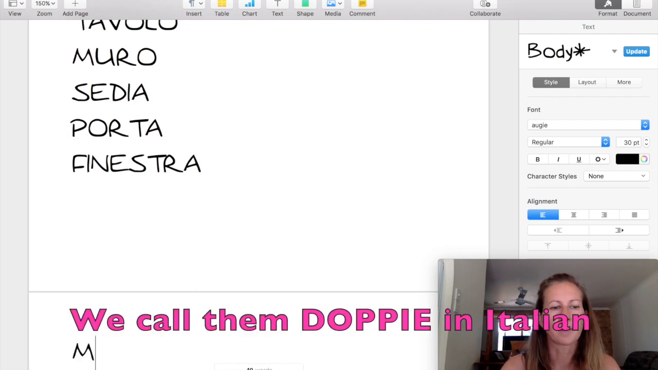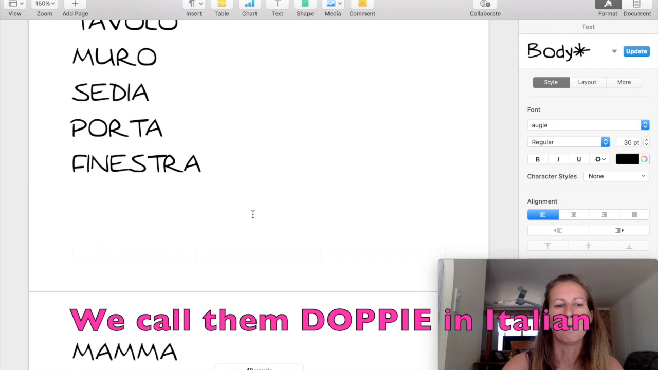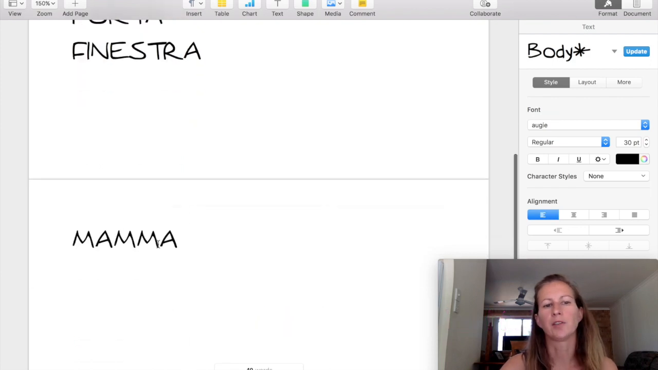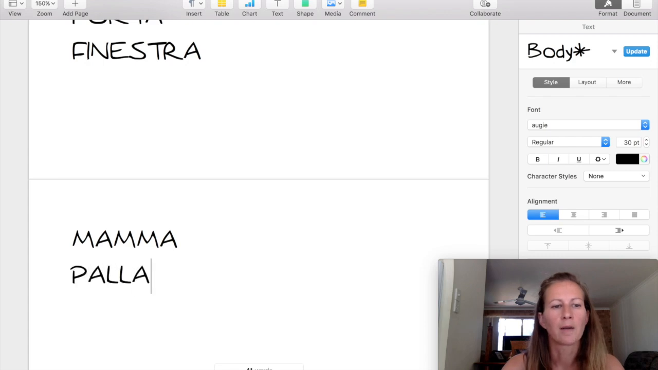So let's say mamma. You see that we have the same consonant repeated twice. So mamma, we have two M's. The sound doesn't change, it just gets pronounced a bit stronger. Mamma means mom. Another word with a double could be palla. You see, we have two L's, one after the other. We pronounce that L pretty strong.